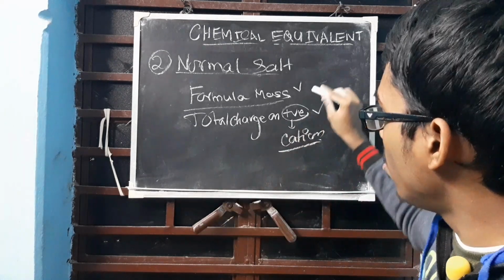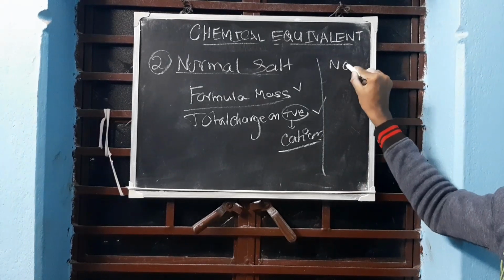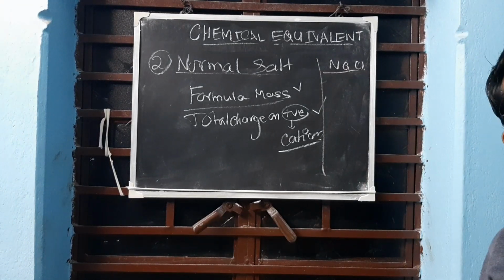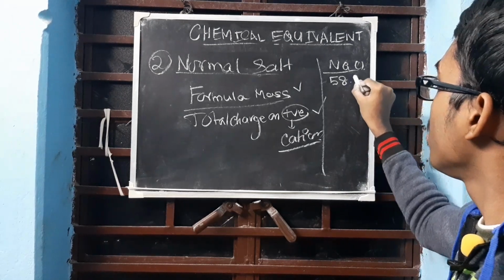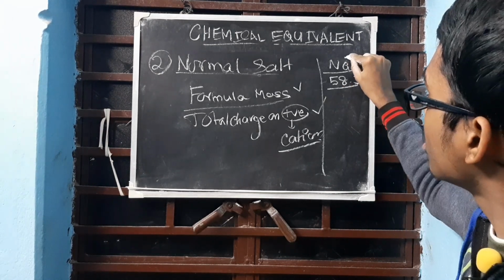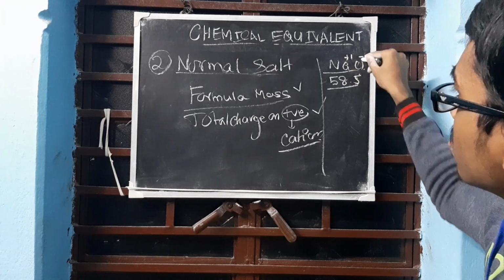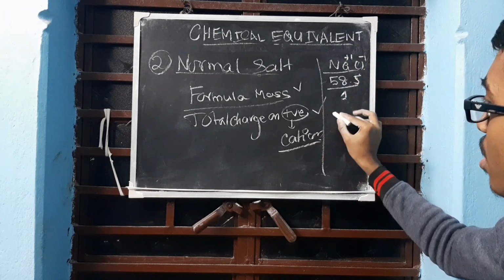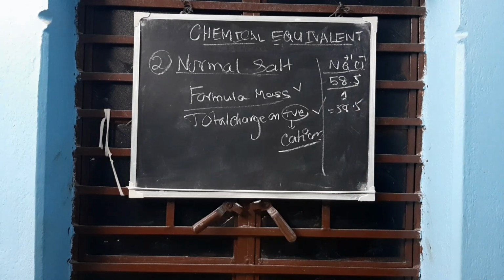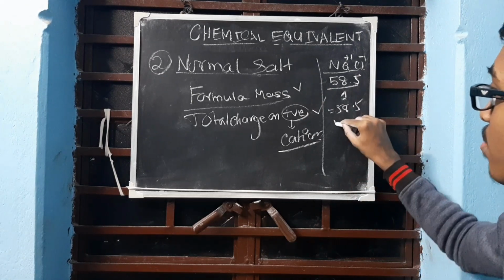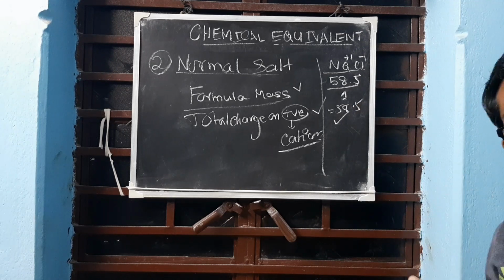Take an example. Hold on. NaCl. What is the total mass? 23 plus 35.5, 58.5. What is the total charge on this part? This is plus 1, this is minus 1. Plus 1. We will not ignore it. So 58.5 is the relative molecular mass.